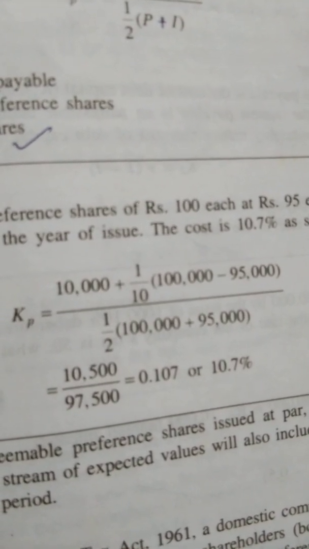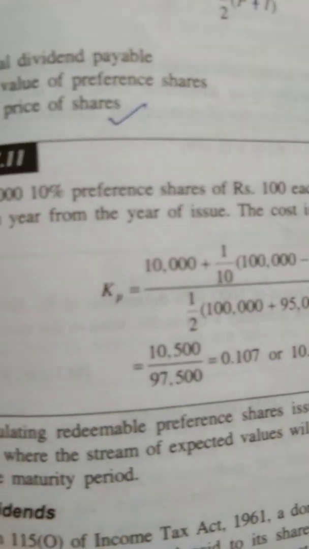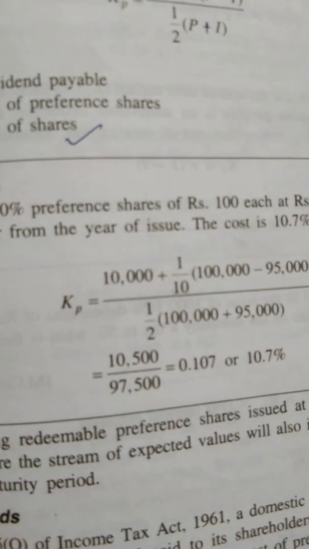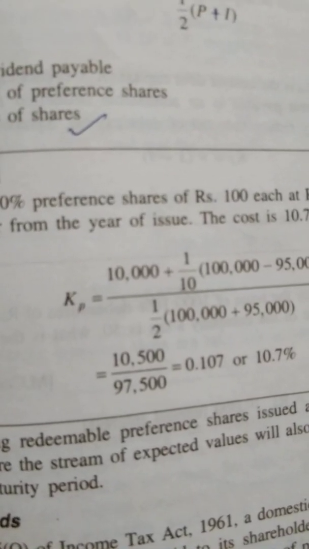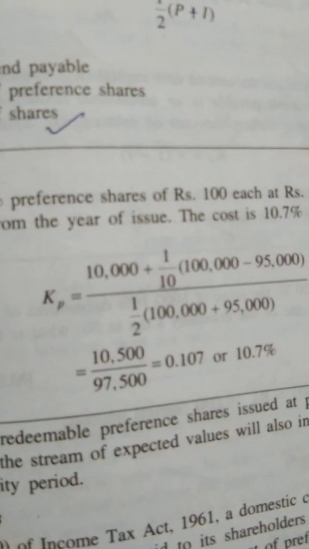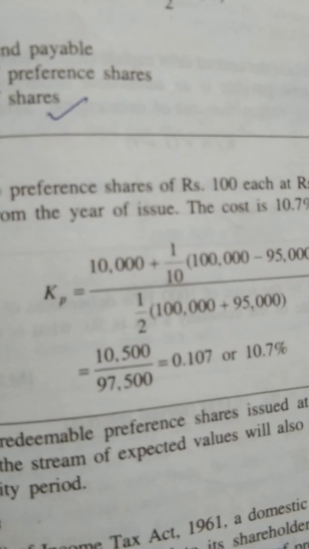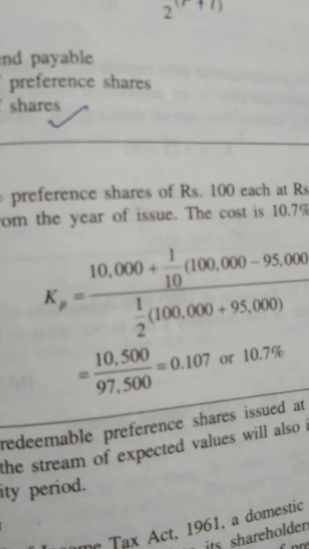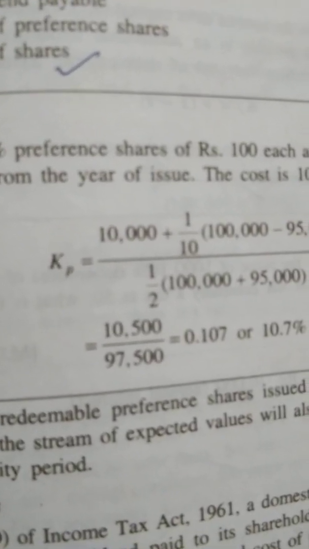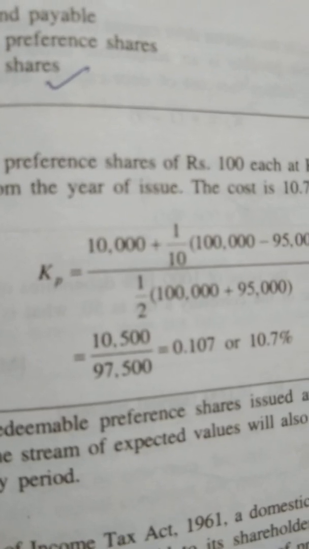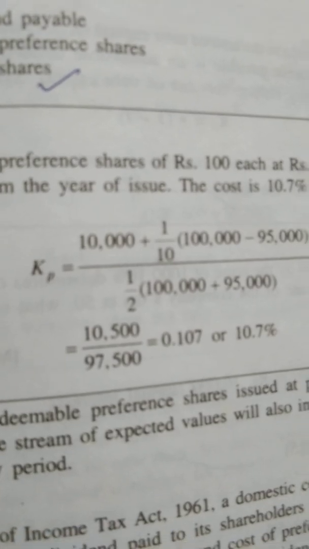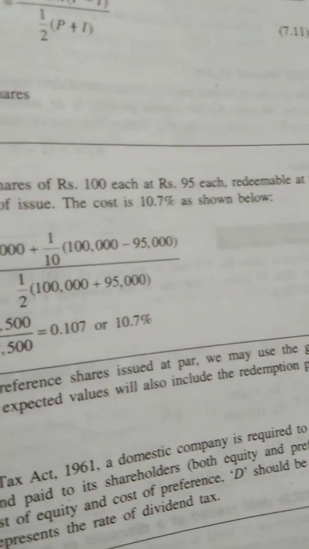Again I am telling you students, please write down. Equal to 10% of 100, that means 10. 10 plus 1 by 10, within bracket 100 minus 95, divided by half of within bracket 100 plus 95. Again I am telling, 10 plus 1 by 10, 100 minus 95, divided by half of 100 plus 95. The answer will be same, 10.7. You can do it this way.